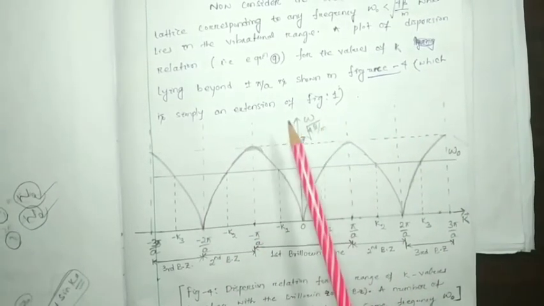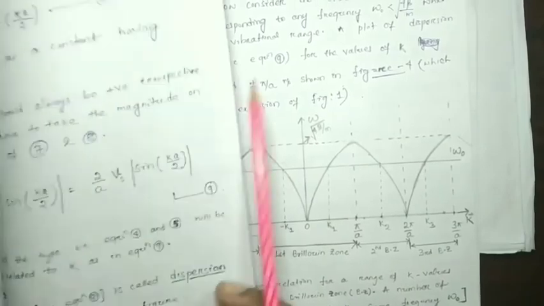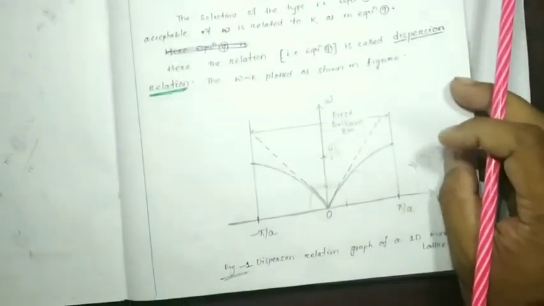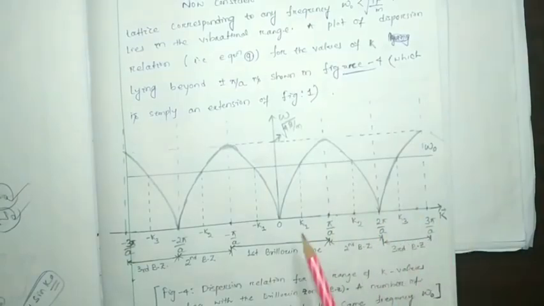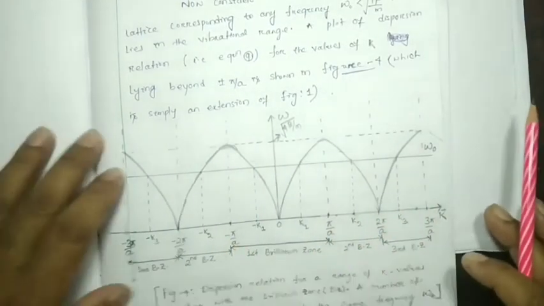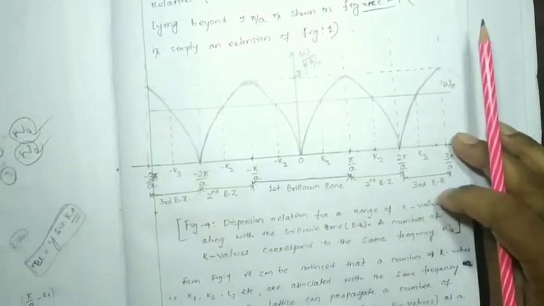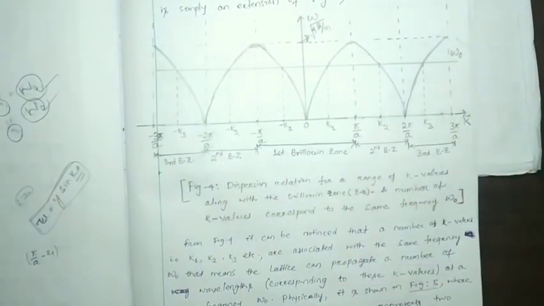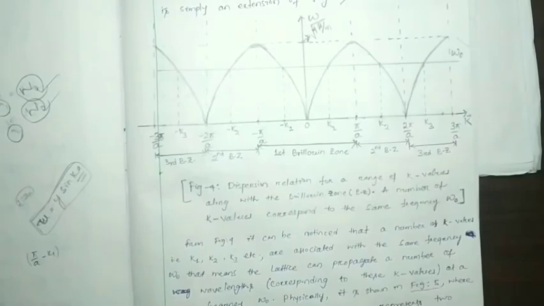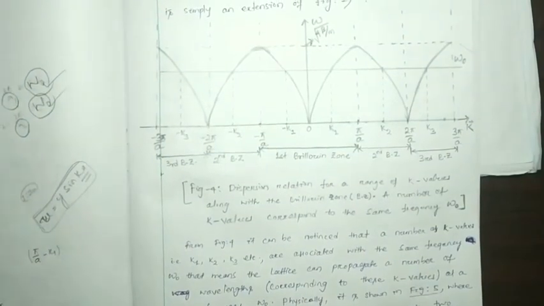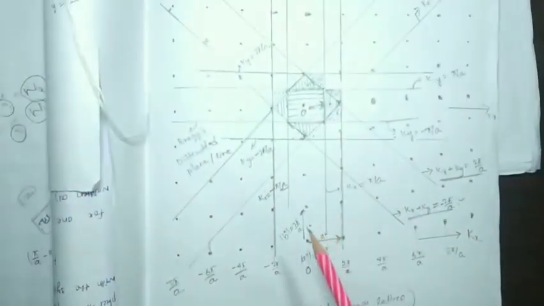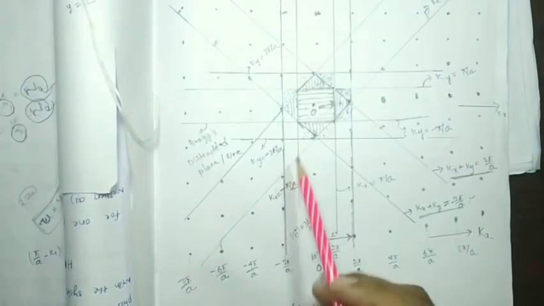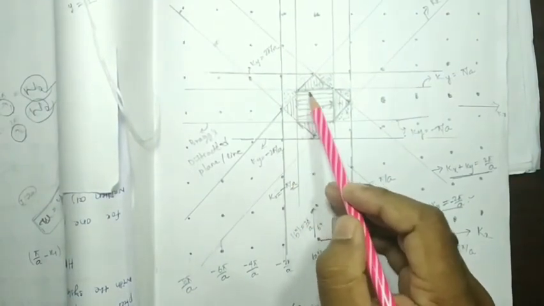Where is figure 1? I can show you. This is the dispersion figure. This is between minus pi by a and pi by a, but I have extended it beyond plus pi by a and beyond minus pi by a. Now before we proceed, I am going to recall one thing. Whenever we discussed the Brillouin zone, you can remember this is your Brillouin zone. See, this is the first Brillouin zone.